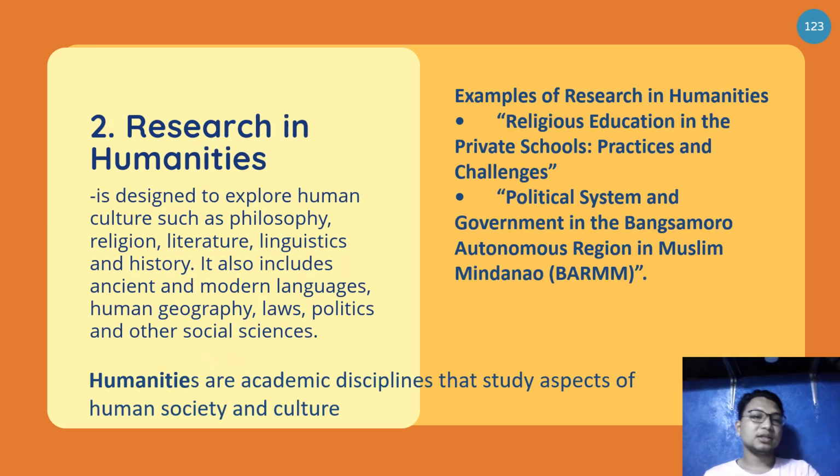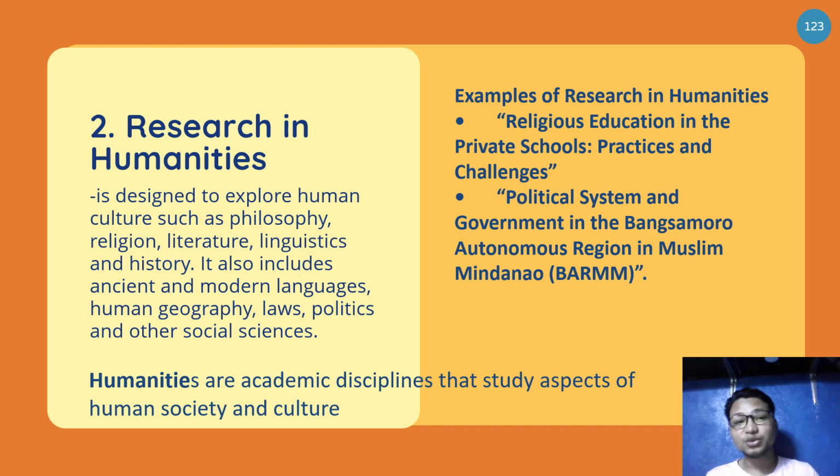So those will be the focus of this kind of research. Okay. Second is research in humanities. By the way, humanities are academic disciplines that study aspects of human society and culture. So research in humanities is designed to explore human culture, such as philosophy, religion, literature, linguistics, and history. This kind of research includes ancient and modern languages, or the study of these different languages. It may also focus more on human geography, laws, politics, and other parts of social sciences. So in here, you will be studying these human aspects, like for example, their culture and how their culture affects their daily living, or how people cope with the changes in society.